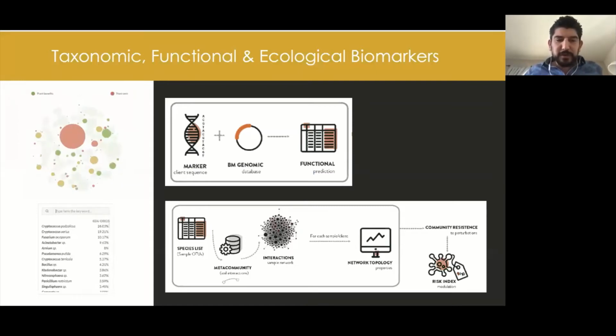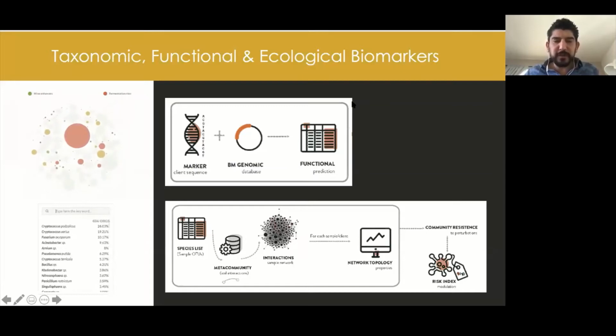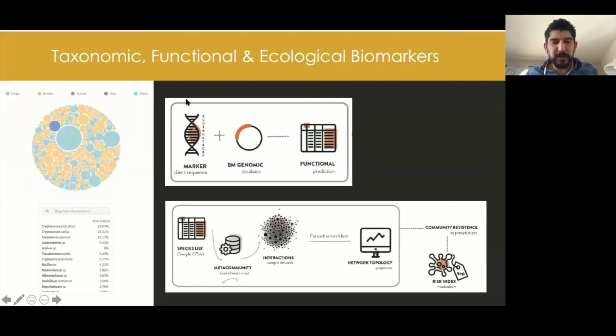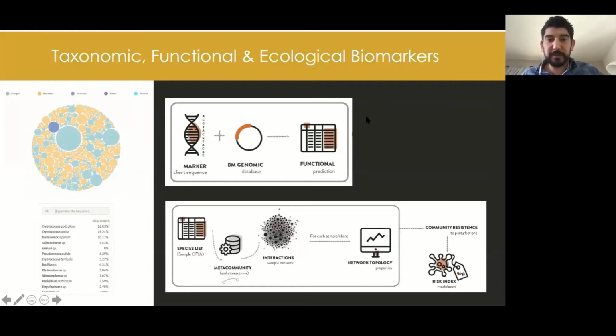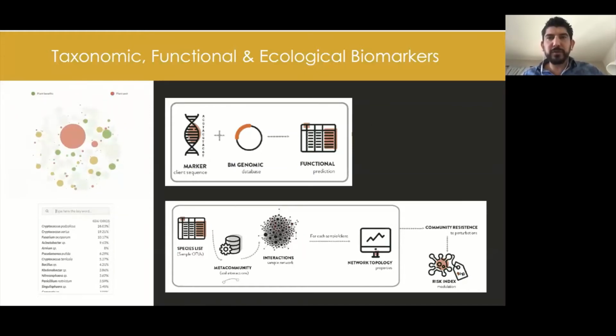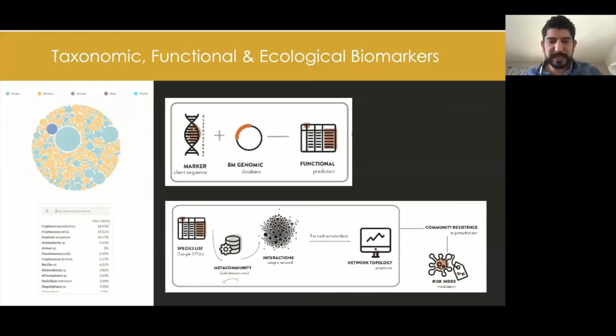Then we also look at functionality of the soil. And for that, given the presence of the microorganisms that we know are in the sample and their known genomic compositions from databases, we can therefore come up with a functional inference of which genes are present in that pool. So with that information, we're able to understand what's the potential of that soil for a different set of functions that I'm going to go over in the next slide.